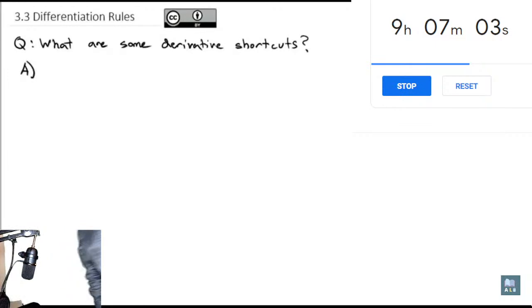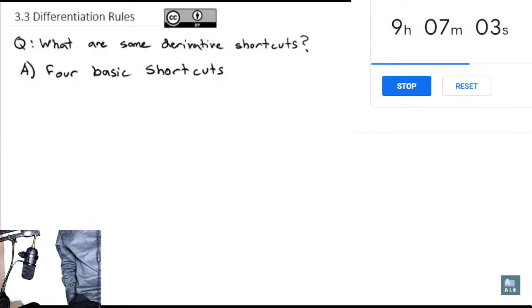Well, there's lots of derivative shortcuts we're going to look at over the next several lessons. We're going to look today at 4 basic shortcuts. And then after that, we'll take a look at 2 important shortcuts that are a little bit more involved.